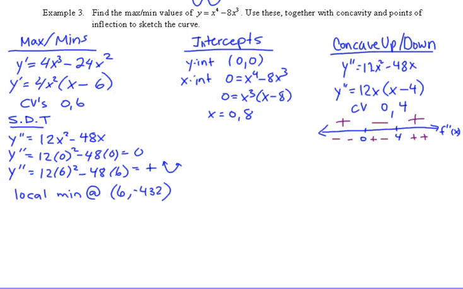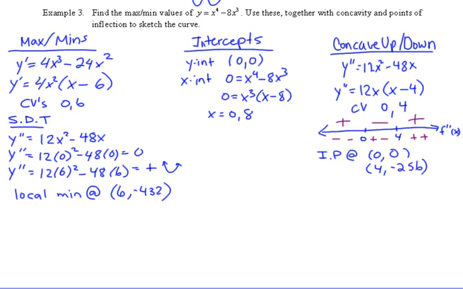What are those called? They have a special name. Inflection, or for some of you, point of inflection. So inflection points at 0 comma something and 4 comma something. So 0, 0, and when we plug in 4, that's going to be a big number. Negative 256. Do you know where we're plugging that into to get that? The original. We want the actual y value.